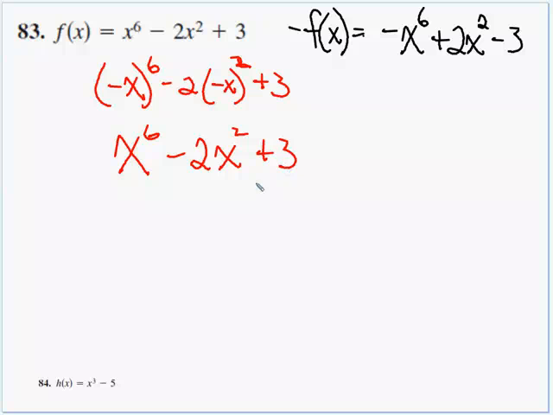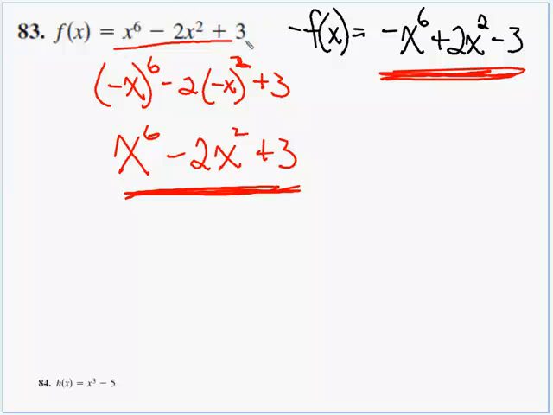Does that match the original function or the negated function? Well, of course, it matches the original. So if f of x is equal to f of negative x, we have an even function. Even.